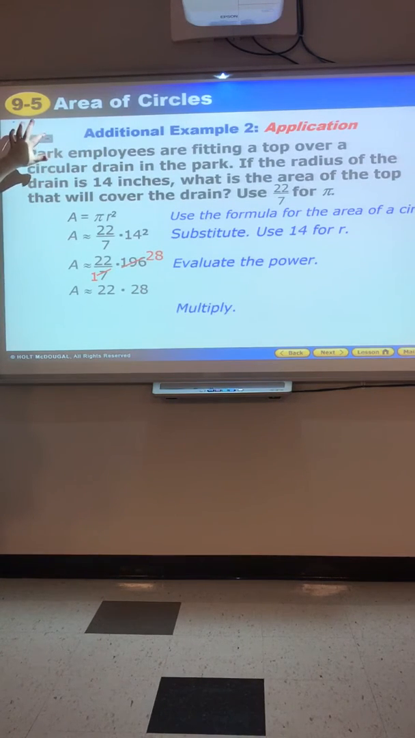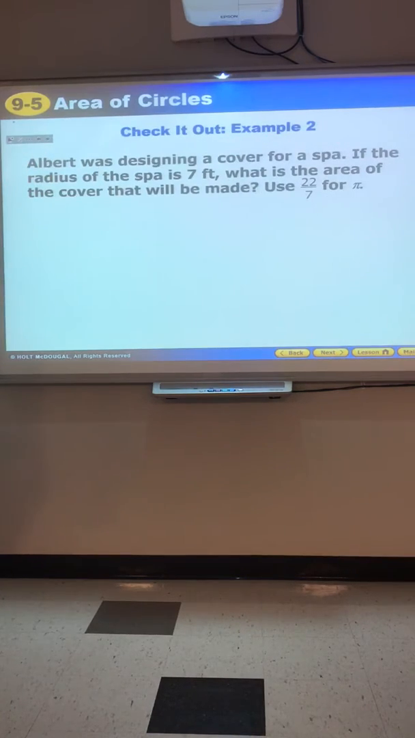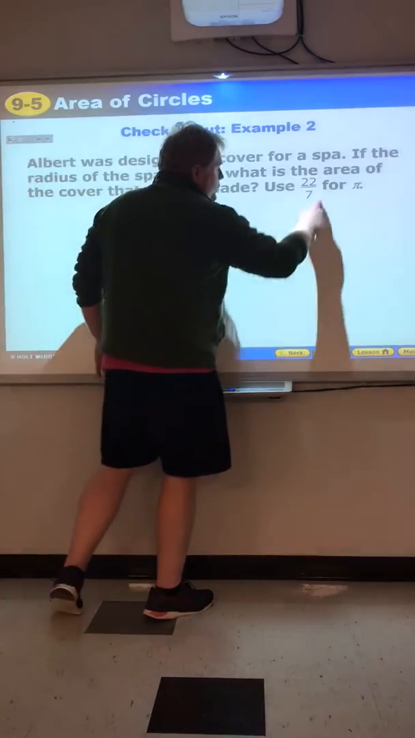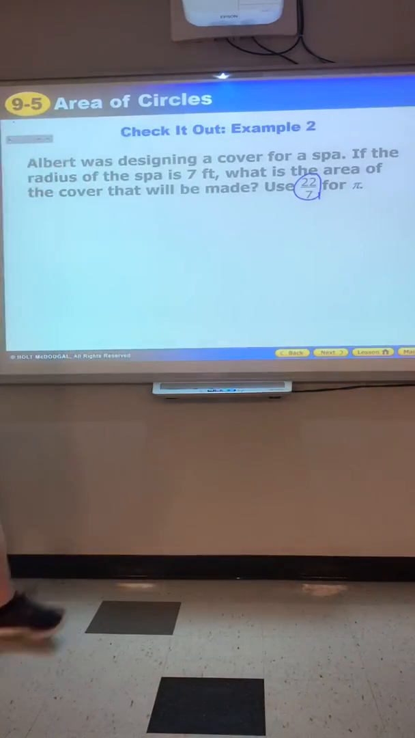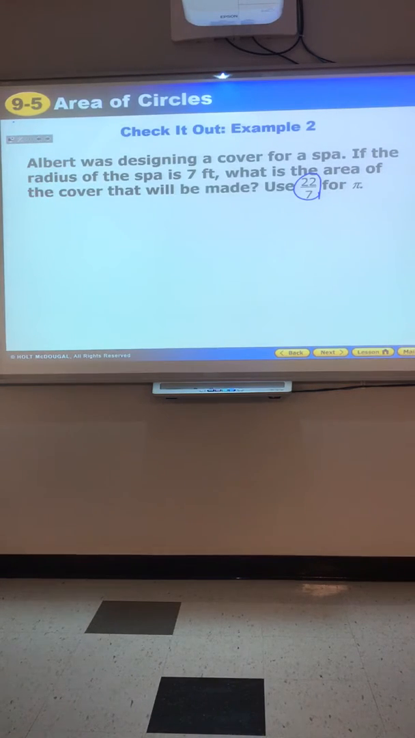They multiplied just like me. And I did get the right answer. They will use 22 over 7 anytime it's a multiple of 7. Remember, you must square the radius first, then you can do that.